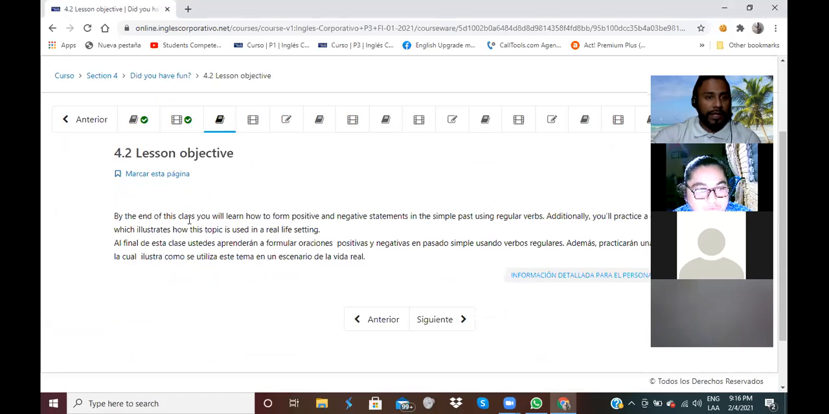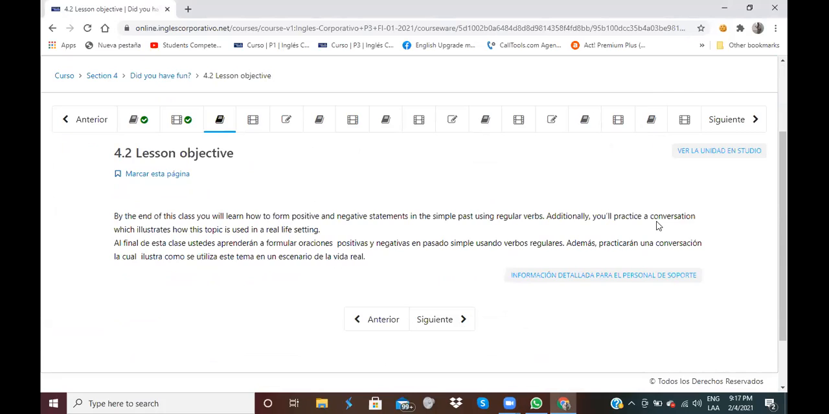Let's go ahead and look at the next activity. By the end of this class, you will learn how to form positive and negative statements in the simple past using regular verbs.